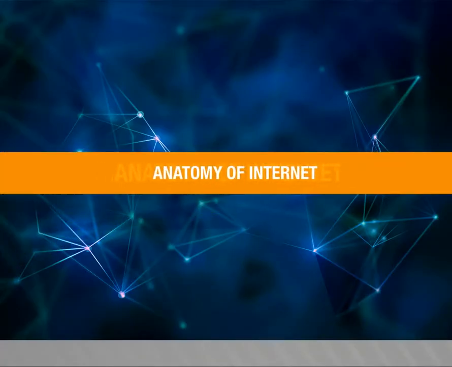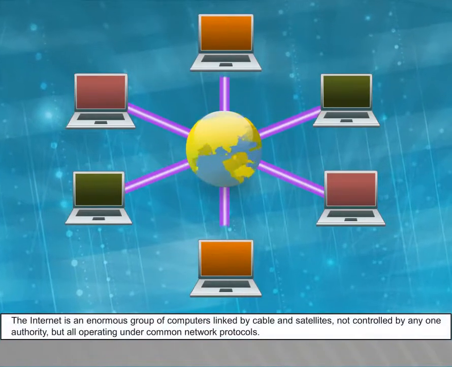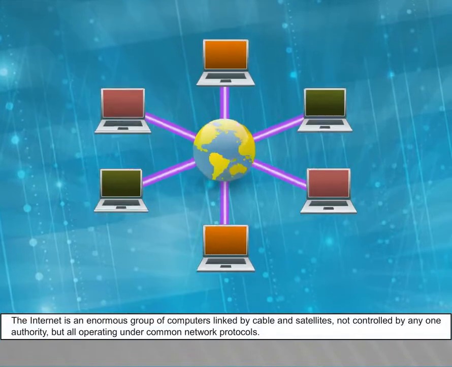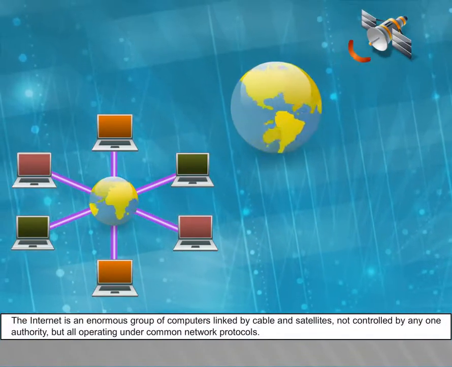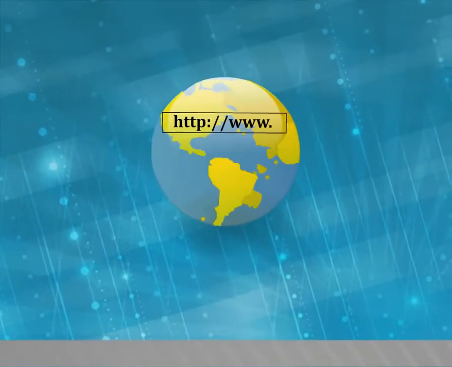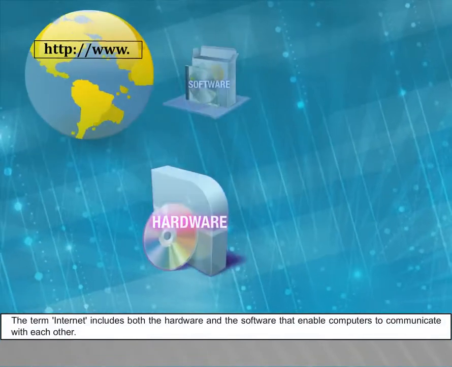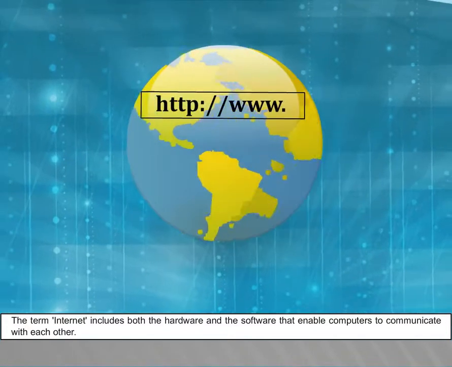Anatomy of the Internet. In this video, we are going to learn about the anatomy of the Internet. The Internet is an enormous group of computers linked by cables and satellites, not controlled by any one authority, but all operating under common network protocols. The term Internet includes both the hardware and the software that enable computers to communicate with each other.